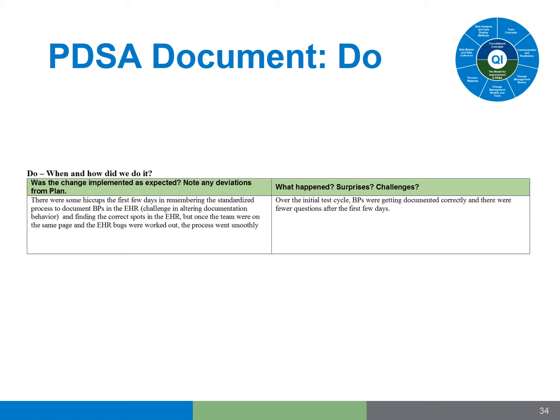The team entered a brief summary in the What Happened, Surprises, and Challenges box for the Do section. Overall, in the initial test cycle, BPs were getting documented correctly and there were fewer questions after the first few days. All providers improved their documentation and utilized the correct fields in the EHR for systolic and diastolic blood pressure readings. Clinicians were making sure the proper BP checking techniques were consistently done and recorded, which they provided as feedback in a provider staff meeting. New hypertension diagnoses were recorded in the problem list, with the exception of one provider. Follow-up training will be done with this individual.